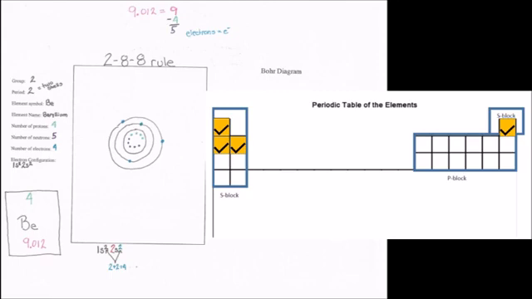Here I also just put a little side note that a lowercase e with a negative is just shorthand for electron, just because I end up using that sometimes and I want to make sure that I let you know.